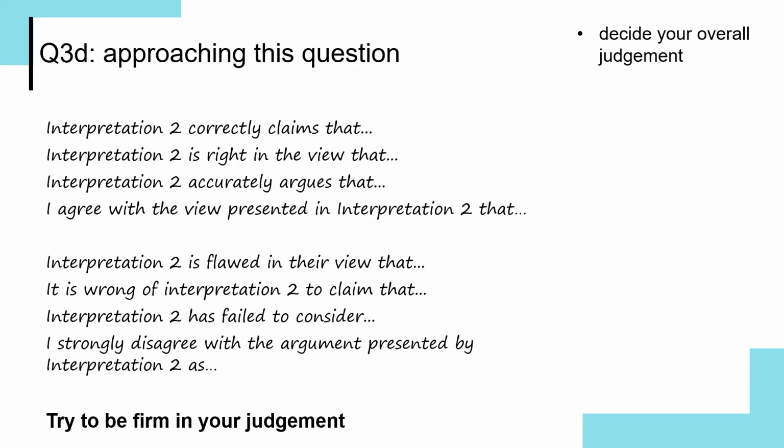Now you will know how far you agree with interpretation 2. Consider the phrases that you could use throughout your answer to convey your judgment. This will help you build a coherent answer with a consistent line of reasoning. So if you agree, you could use language such as interpretation 2 correctly claims or is right in the view. However, if you disagree with the view expressed by the author in interpretation 2, you could say they are flawed in their view or it is wrong of them to claim.